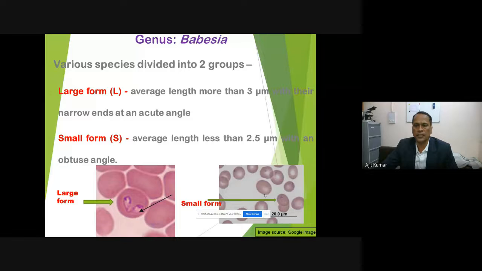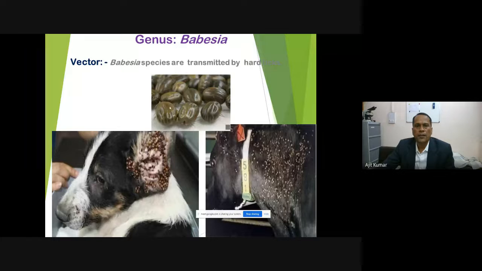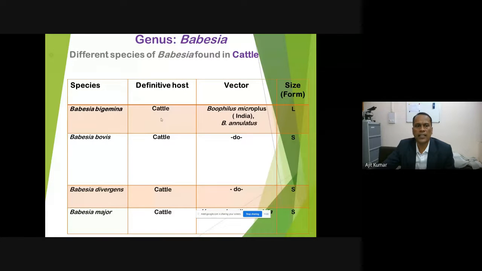This is the Babesia. This is the small form. This is the large form of Babesia species found in every species of animal, like cattle, sheep, goat, horse, dog, cat. This animal is the vector. This is a tick-borne hemoprotozoan parasite. This is the species found in case of cattle.